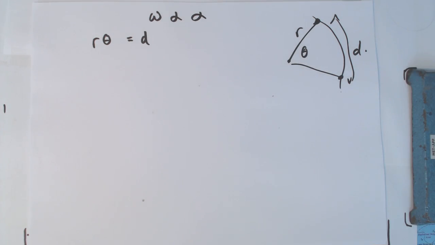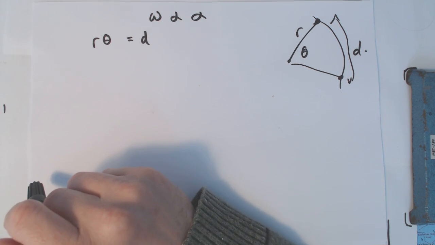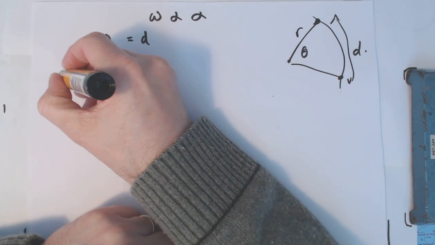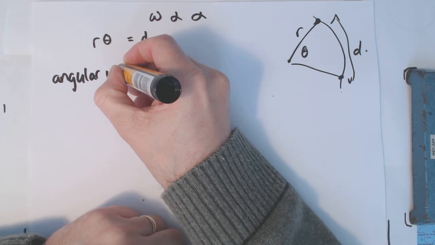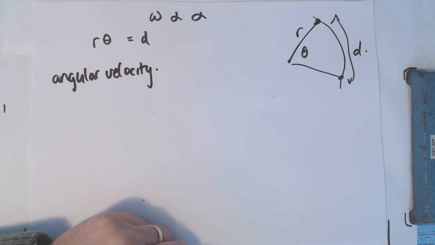Of course, that could be 100 radians, or it could be 2 pi radians, which would be one circle. So the radians are the angle, r is the radius, and d is that distance. Now, what about angular velocity? We're looking at angular velocity. We're asking ourselves how many radians in how much time.